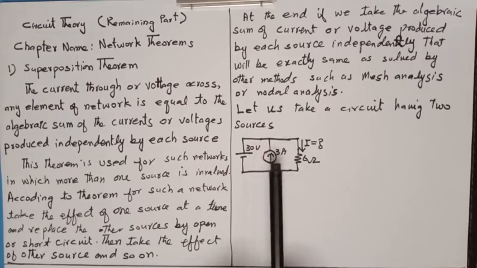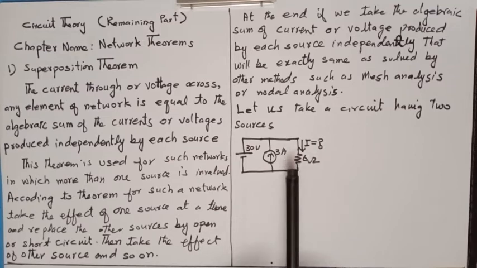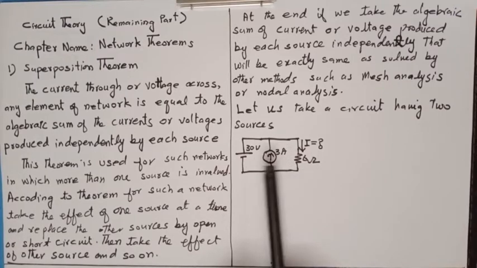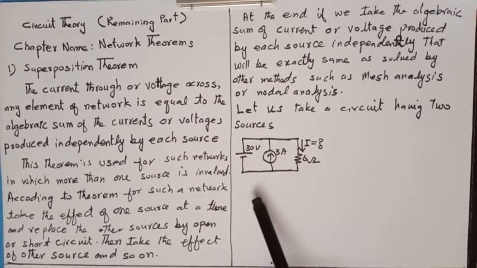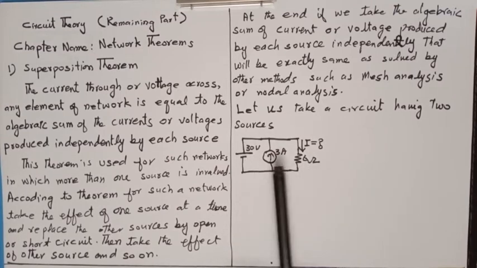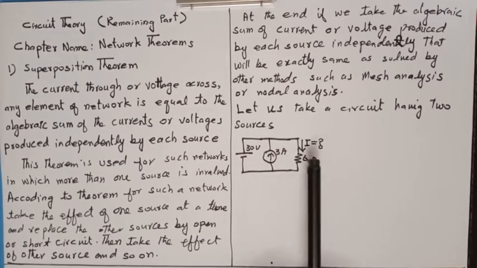And in the third step, or whatever sources are there in the last step, you take the algebraic sum of the effect of each source which you took. Then that algebraic sum would be equal to the effective value of current or voltage produced in that circuit. For example, in this circuit, we need to find out the current over here. So first we select the voltage source and neglect the current source. I will tell how to replace or neglect the current source. We solve the circuit and we get the current over here.